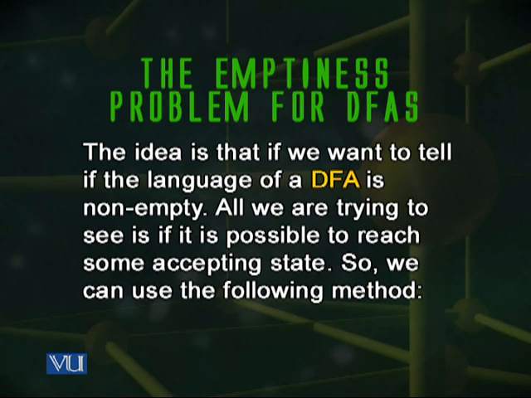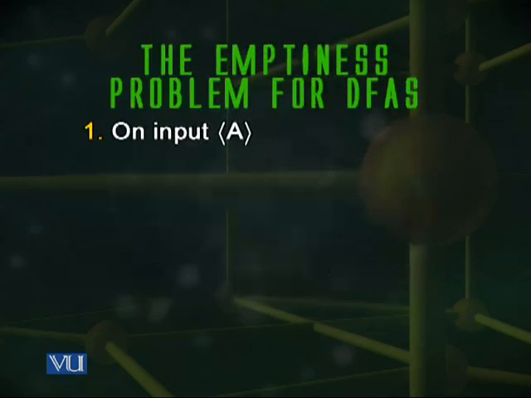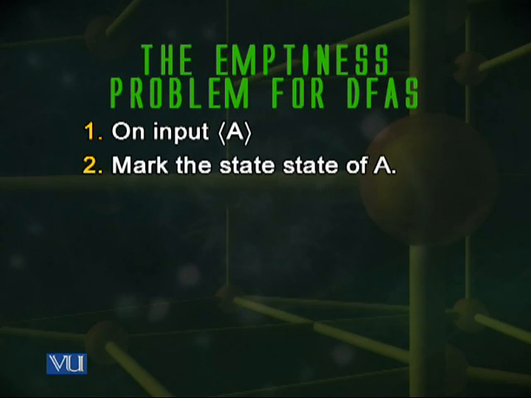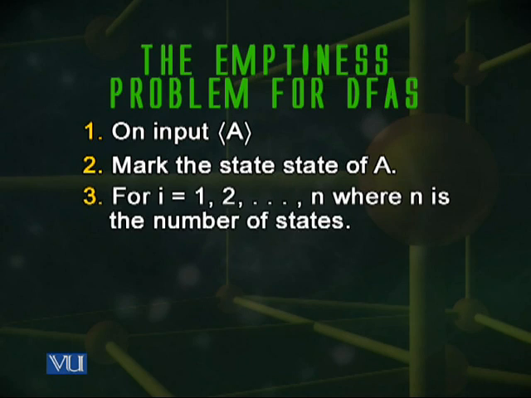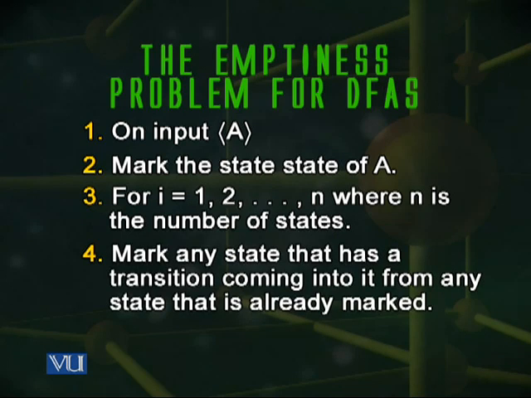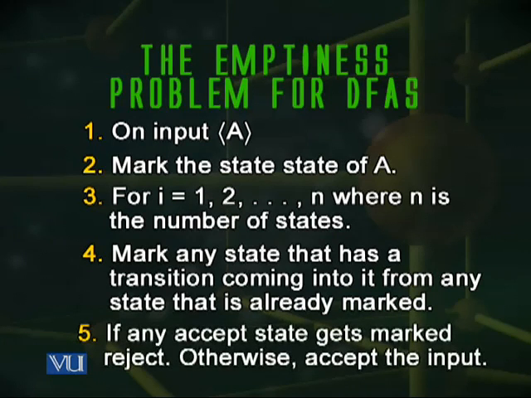So we can use the following simple method. Suppose the input is the description of a DFA A. What we are going to do is mark the start state of this DFA. And now we will repeat this n times, where n is the number of states in this DFA. We will mark any state that has a transition coming into it from any state that is already marked. We continue this process for n times, and after this, if any accept state gets marked, we reject the input, otherwise we accept the input. The description of the algorithm that I have given you is very simple.